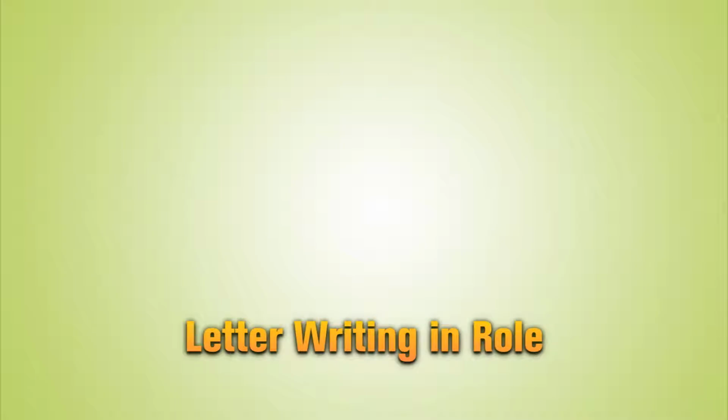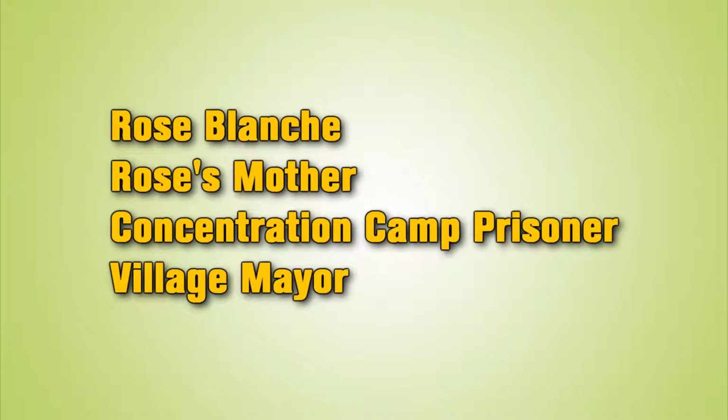One activity I've done with this book is called Writing and Role. Writing and Role is where students take on the perspective of one of the characters in the book and write to a different character in the book. Characters in this activity could be Rose Blanche, her mother, someone from the concentration camp, or the mayor of the village. You could decide if you want to assign your students to a particular character, or if you would like to let them pick their character on their own.